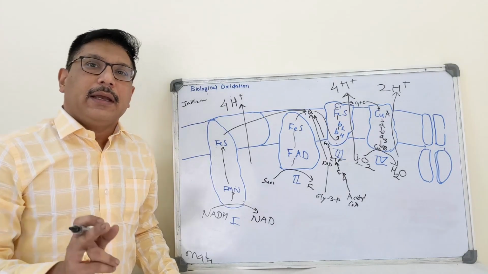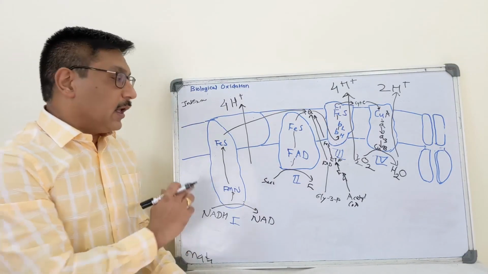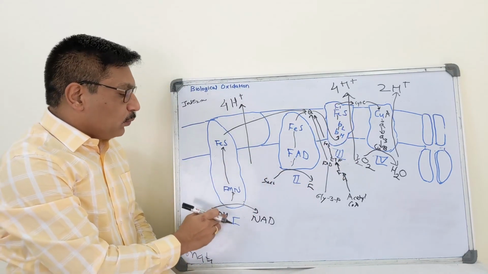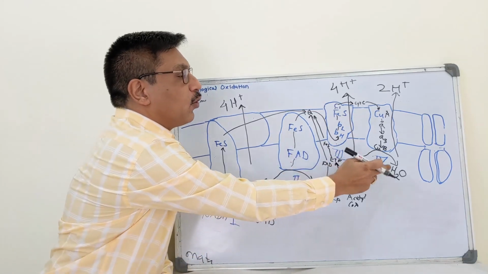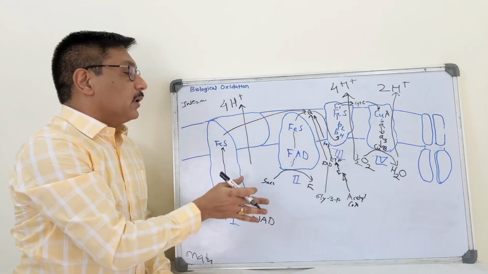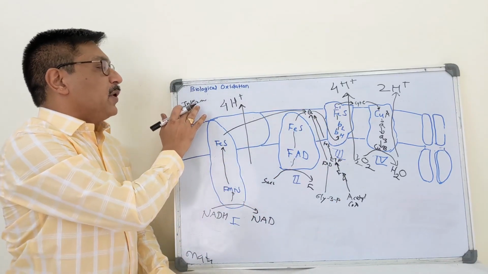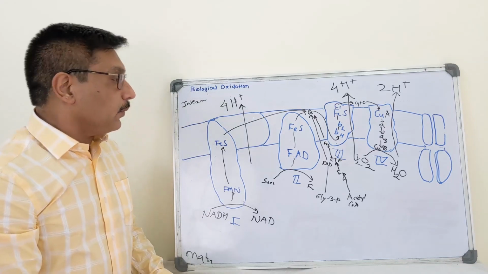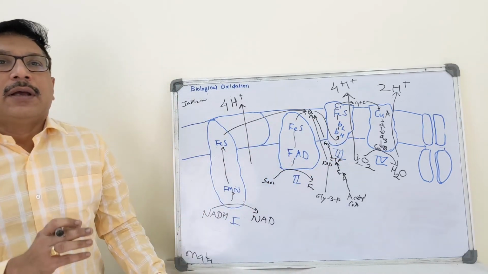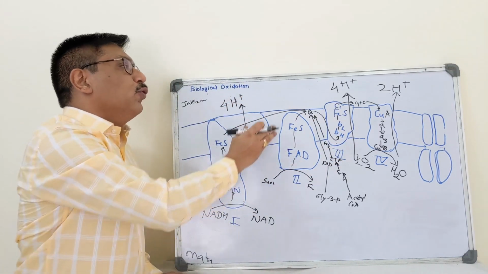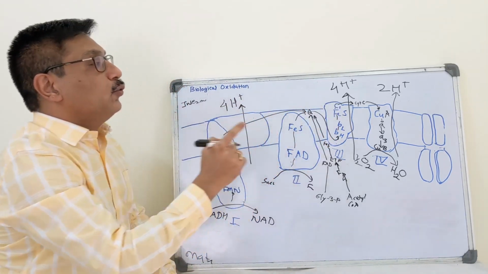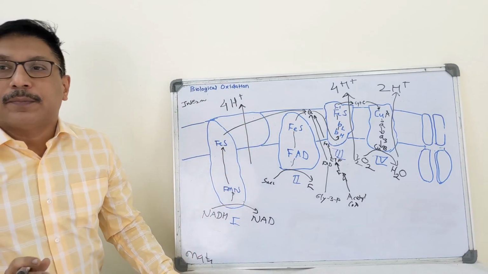Hello students, in the last video we saw how electrons are transported across the electron transport chain and, at the same time, how complex 1, complex 3 and complex 4 act as proton pumps. These complexes pump protons to the intermembrane space from the matrix. The electron transport via the respiratory chain causes a proton gradient due to the pumping of these protons, and these pumped protons will lead to synthesis of ATP.